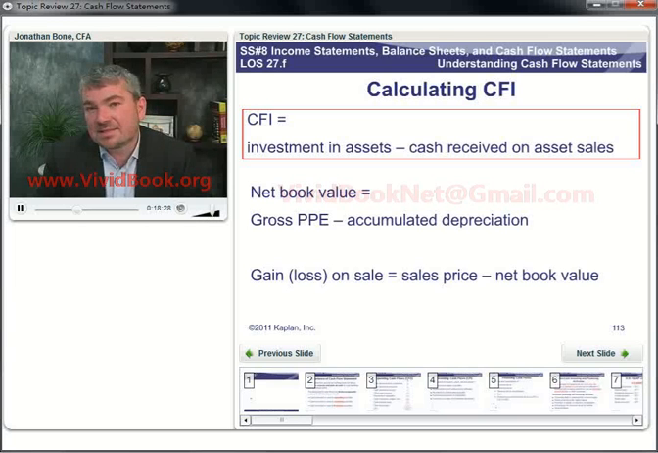Now the idea here is if we know the gain or loss on the disposal, because that's in the income statement, and if we can compute the net book value of the asset disposed of, that will allow us to work out the sales proceeds. And of course the sales proceeds are the cash received on the disposal of the asset. Those are what affect our CFI.